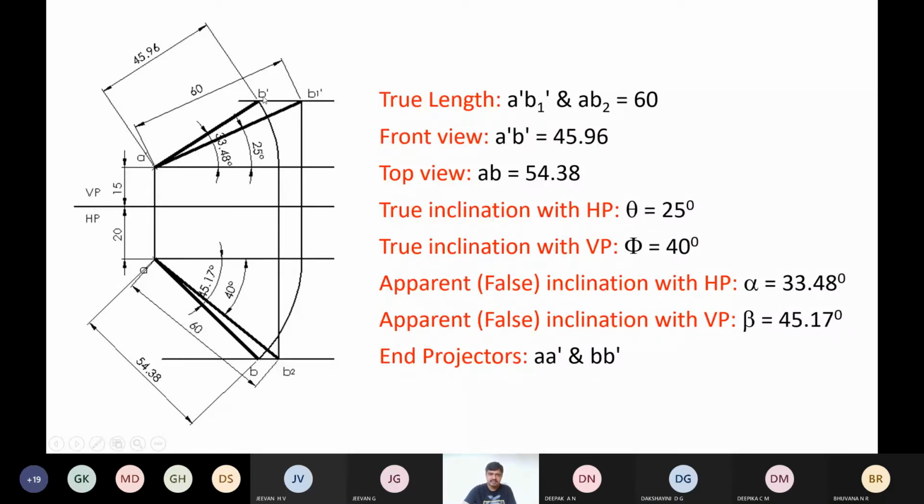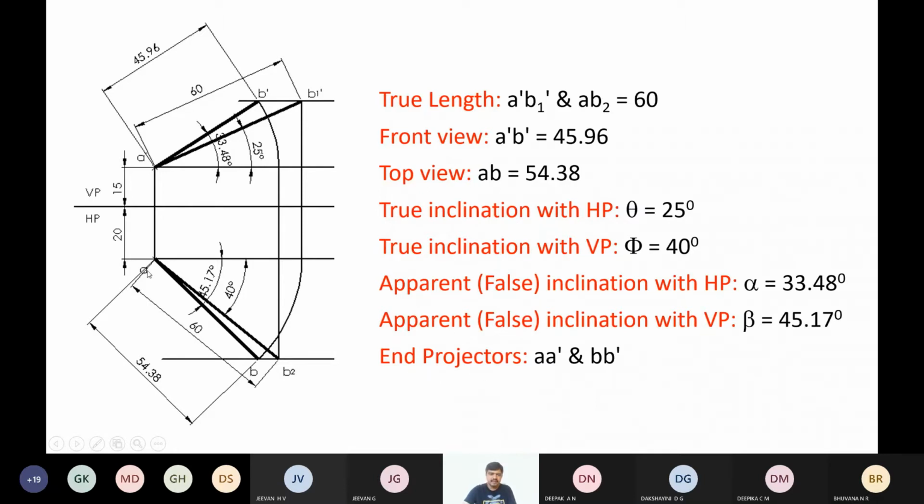A dash B dash is the front view. Compared to the true length, you can see the length of the false front view is smaller than the true length. That's why it is called false length. This angle is the false angle, that is 33.48 degree. Then the apparent false inclination with VP is denoted by beta, and this is 45.17 degree.